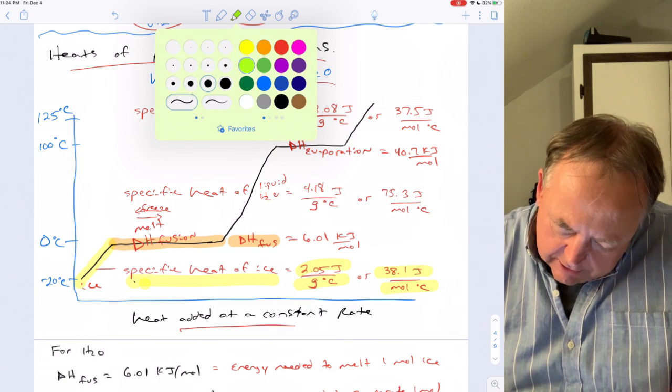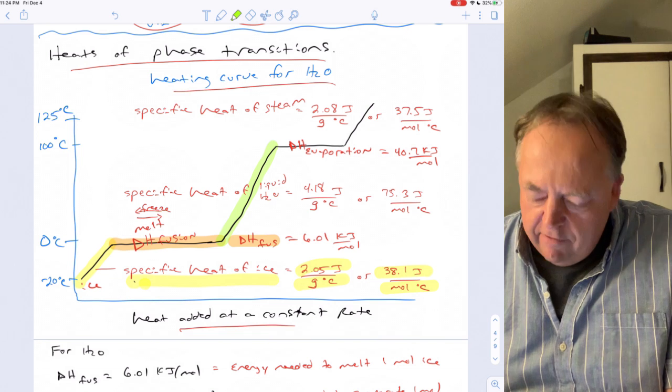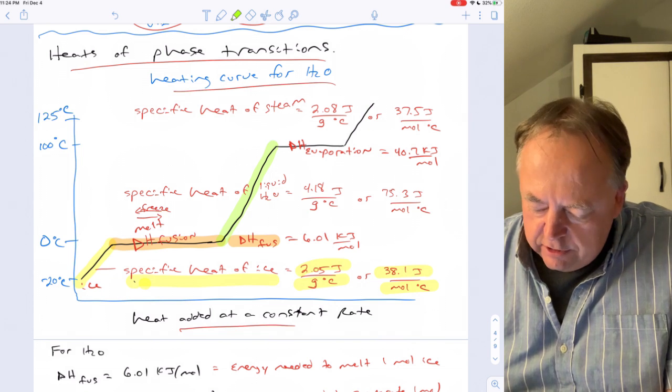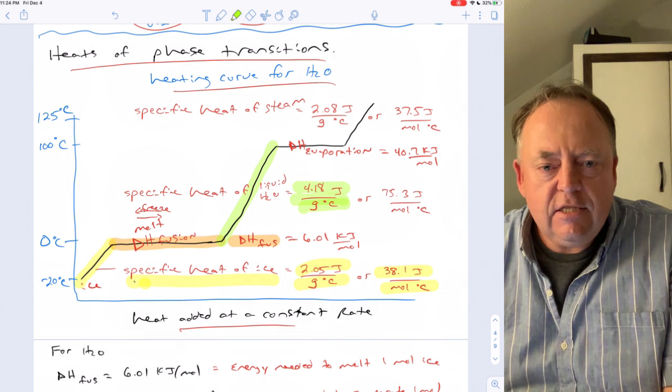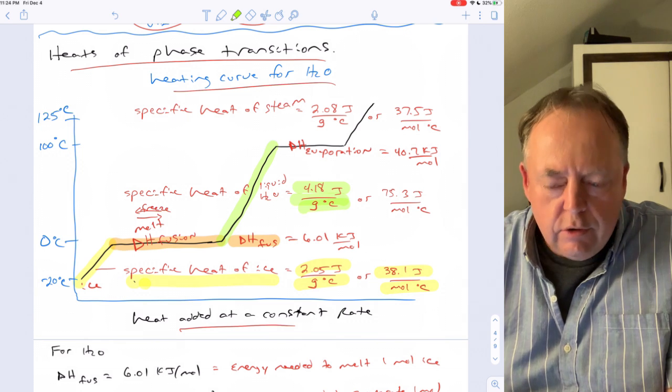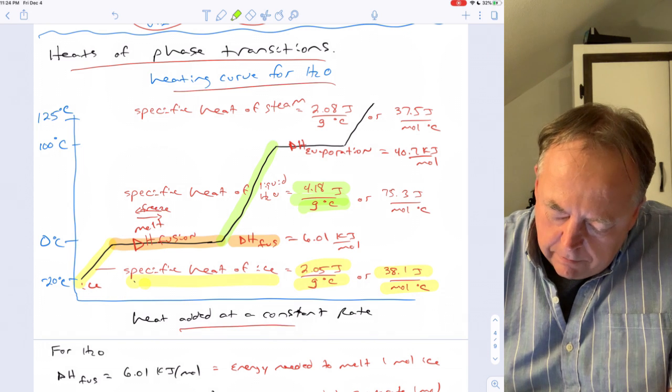Okay, and then the next stage, so here, you're just warming up the water, right? From 0 degrees Celsius to 100 degrees Celsius. And so you need 4.184 joules of energy to change 1 gram of water by 1 degree Celsius. So it takes more energy to warm up water than it does to warm up ice.